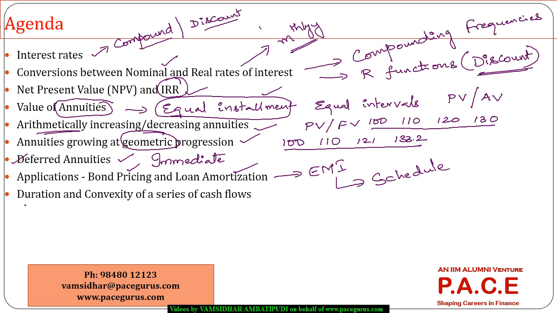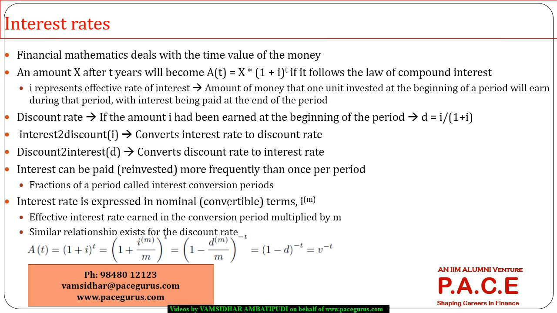And in a bond, one of the ways we talk about the risk of the bond is through duration and convexity. So these are the measures of assessing the riskiness of a series of cash flows. So how do I really assess the riskiness of this particular series of cash flows using duration and convexity? So these are some of the things that we want to look at as a part of this session. So let's get into them one by one.